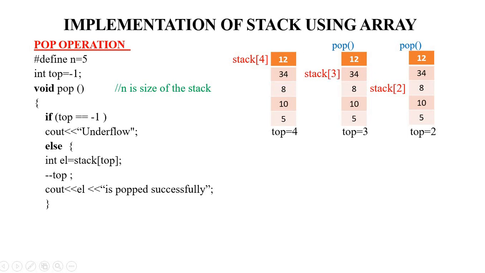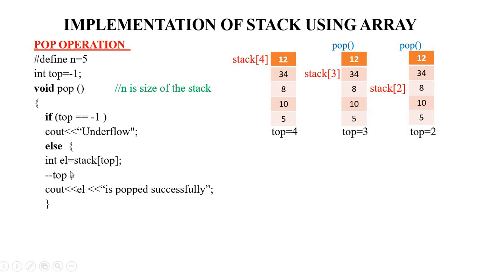Now if I'm inserting one more element, if I'm calling push of 31, what happens? My top value becomes 4. It will be incremented, isn't it? So top value becomes 4, and into stack of 4, which means this location, I'll place 31. So 12 will be overwritten by 31. The data is not going to be erased. Further, if you want to use that particular memory location, overwriting will happen.